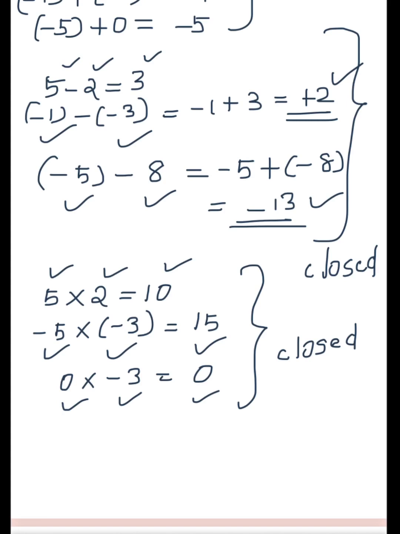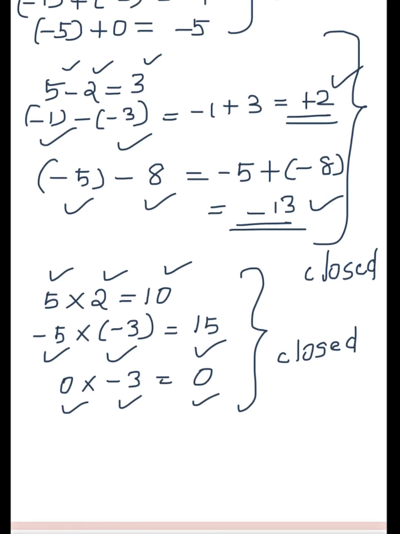Now let's see the last one, that is division. For division, let's take minus 5 divided by minus 1. What will be the answer? Minus 5 divided by minus 1. You know that the answer is 5. So here you are taking two integers and dividing them, and the answer is again an integer.